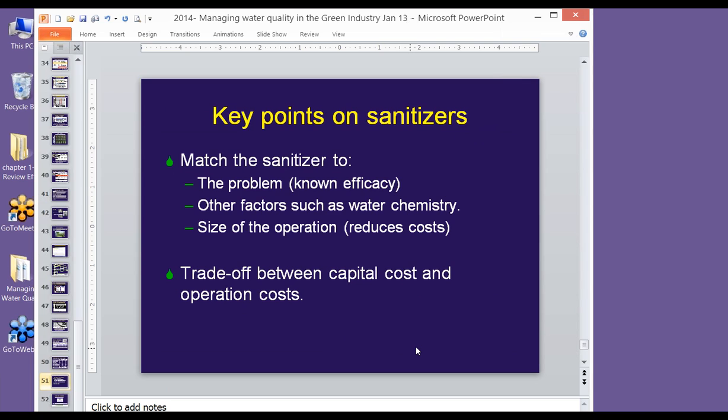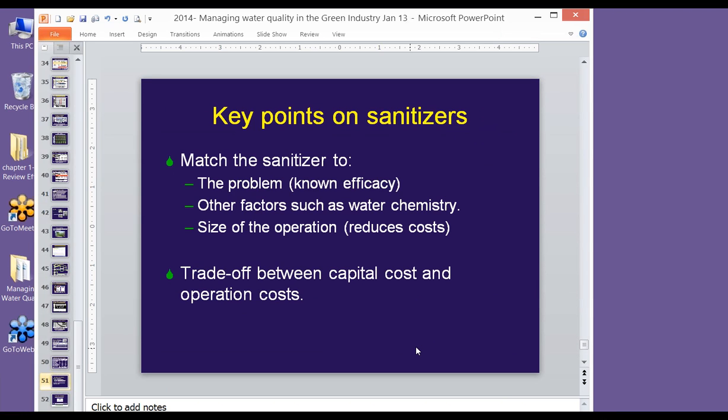So the key points on sanitizers are, first of all, you have to match the sanitizer to the problem, so the known efficacy. Go back to the Water Education Alliance and make sure you see what your technology is and what problems are being controlled. If you don't have a technology yet, see what your problems are and match to the technologies that are known to be effective. Match them to other factors such as water chemistry. Like I provided you some examples of chlorine. The same thing, for example, we know that other technologies, like copper, compete with some of the micronutrients in the solution. So there are a lot of things to keep in mind to match which technology is being used.